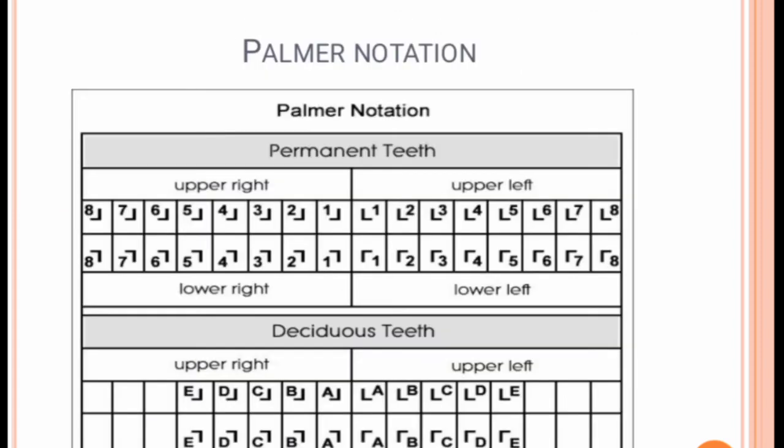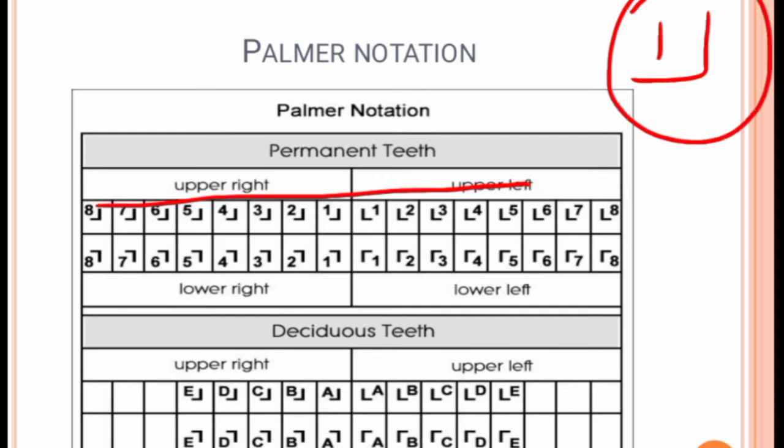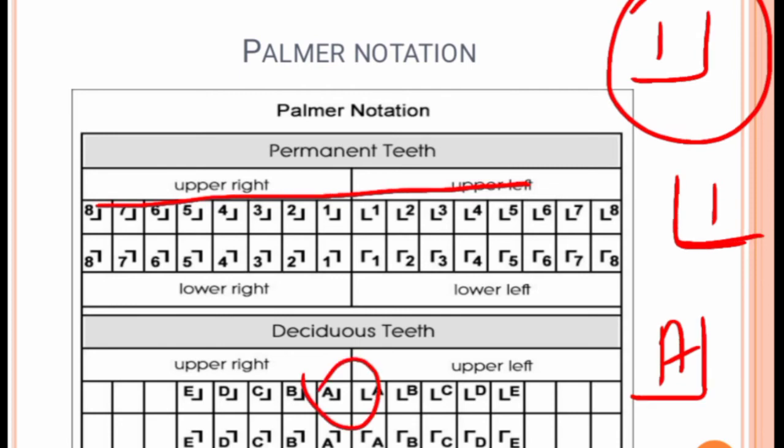Here you can see these numbers and these symbols. For the upper right we use this sign and just write that number. For the permanent dentition, this is the maxillary right upper central incisor, and for the maxillary left we make this angle and then write the number. Again for the deciduous dentition, the central incisor of the maxillary right you will write as A, and for the maxillary left incisor you will write A with this symbol.